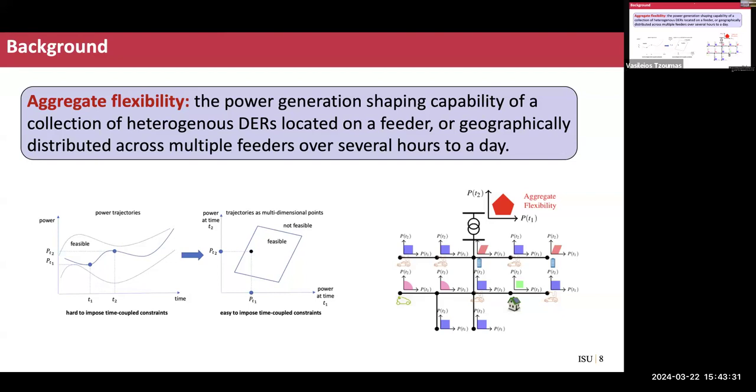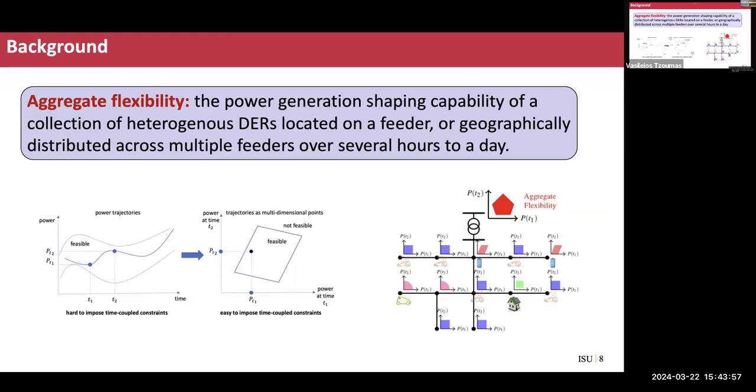For instance, if all of the batteries are discharging, maybe it goes beyond the hosting capacity of the distribution system, right? Maybe you will have some under voltage problems. You cannot discharge all of the batteries at the same time. Then how do you quantify how much aggregate flexibility you have at the feeder head, at the point of common coupling between the distribution system and transmission system? That's something we're trying to quantify.